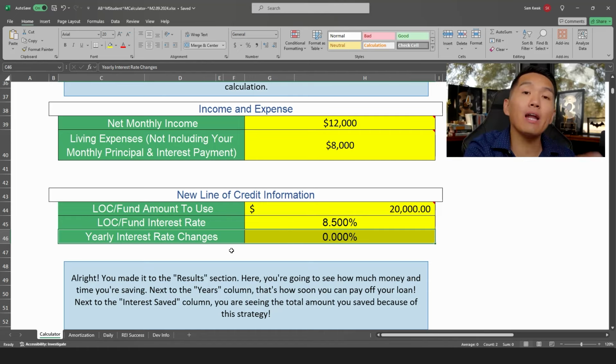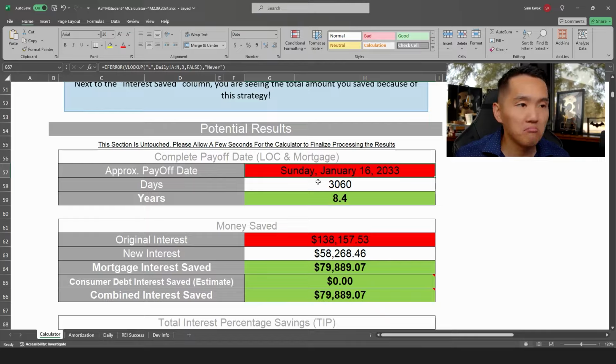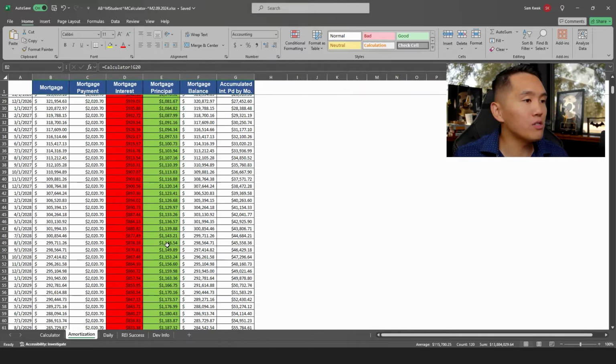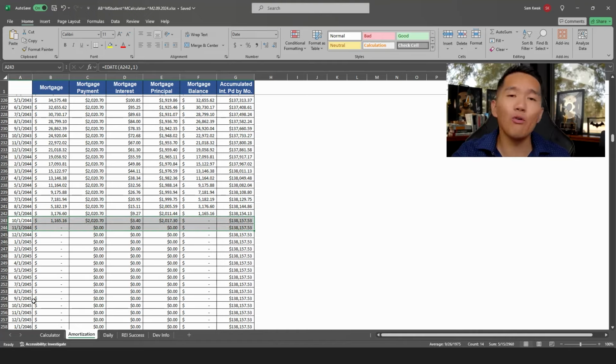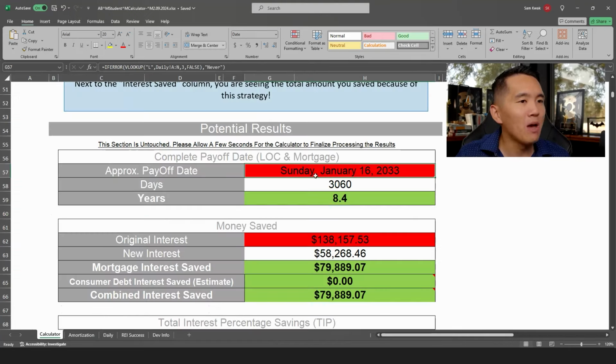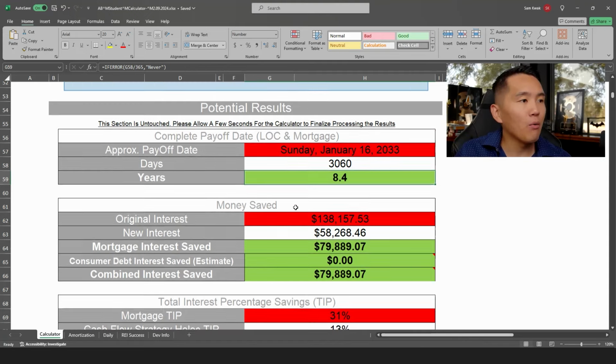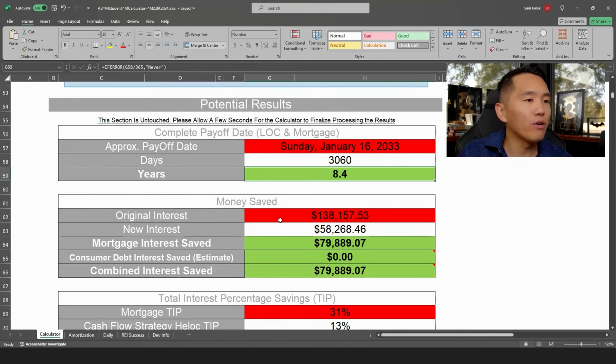So this is just an estimated illustration of what could be possible. But based on the inputs of the calculator, we have an approximate payoff date of January 16, 2033. Not bad. Because originally we were going to pay this mortgage off, I believe October 2044 is when we're going to pay this off. But our new projection is now January 16, 2033. We're going to pay this off in about 8.4 years.